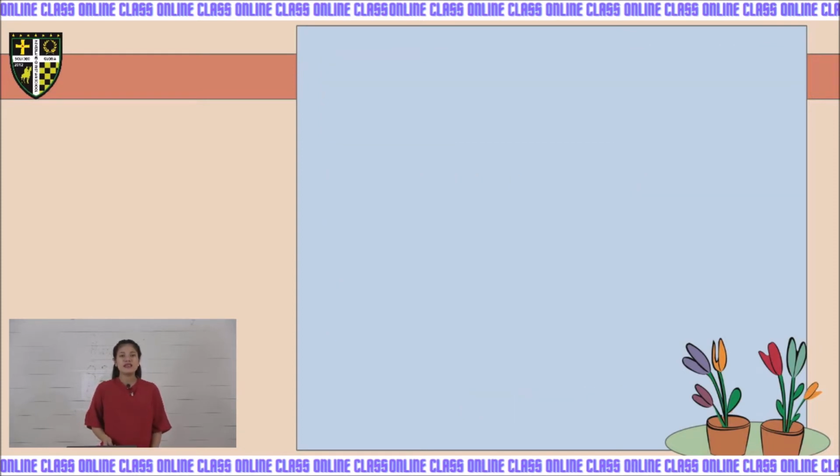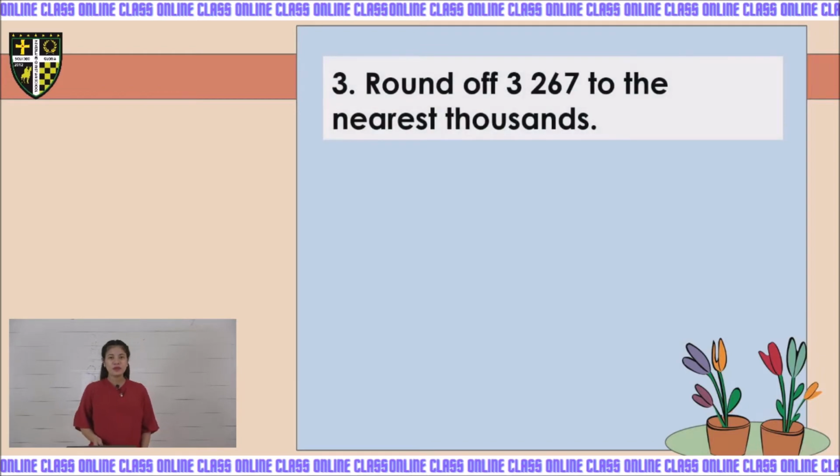So our next example, round off 3,267 to the nearest thousands. I will repeat, round off 3,267 to the nearest thousands. Okay, let's write it on the board for you to see the numbers.